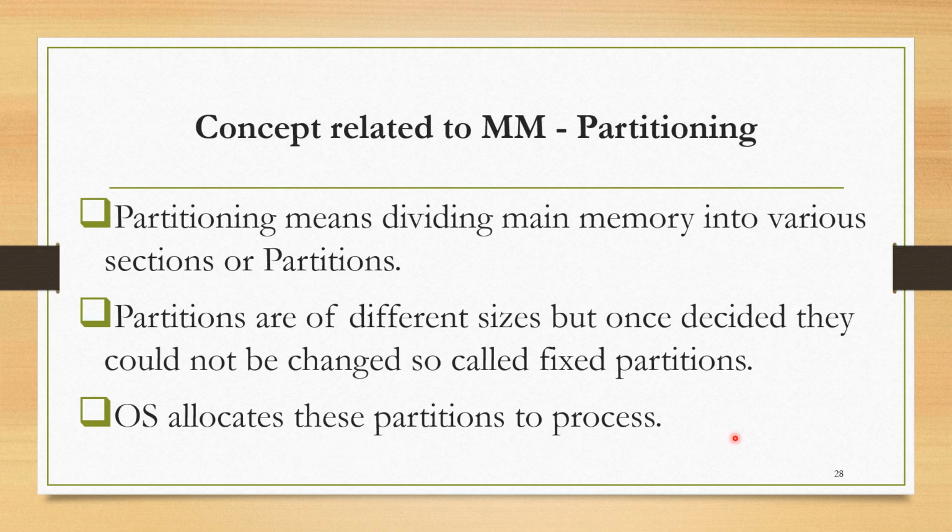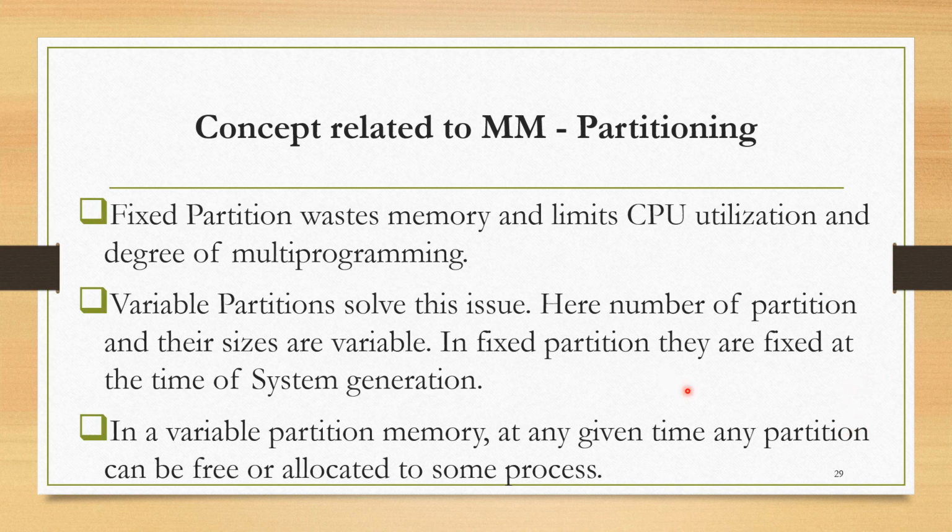Whenever some program comes, the system allocates the fixed partition to it. This wastes memory and limits CPU utilization and degree of multiprogramming. Because suppose you have a fixed partition of 50 KB, but your program needs only 10 KB. So 40 KB will be wasted in that fixed partition. So fixed partition wastes memory and limits CPU utilization. There are some limitations on the multiprogramming environment.